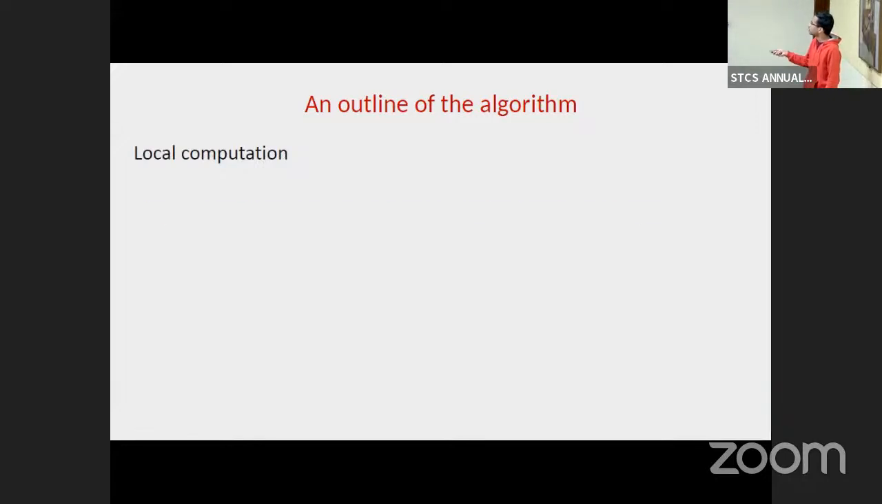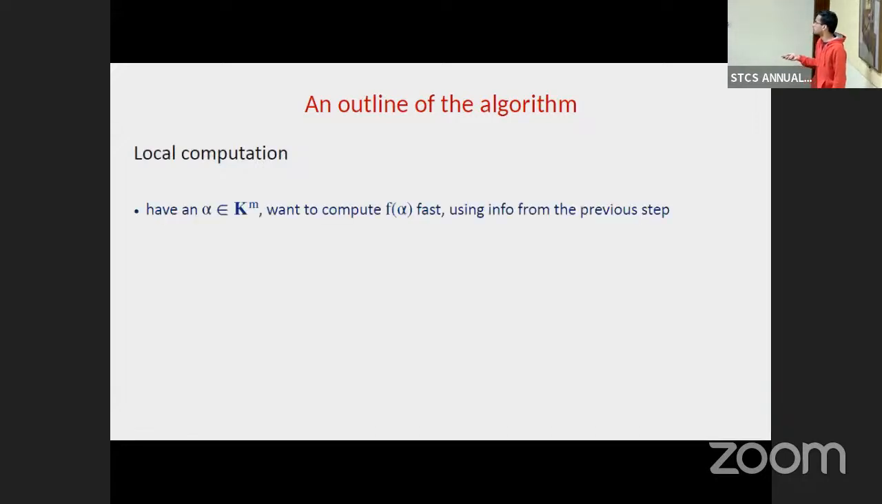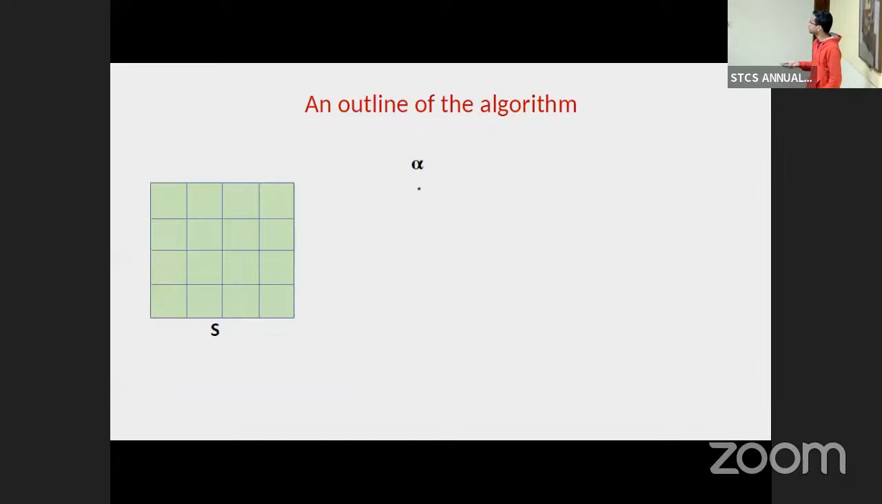And then in the local computation phase, the problem is the following. We have some alpha in K to the N, and we have the value of F on this set S that we have constructed. And we want to find F of alpha fast. A picture will show you how this is done.